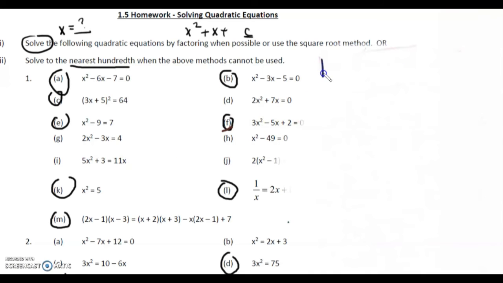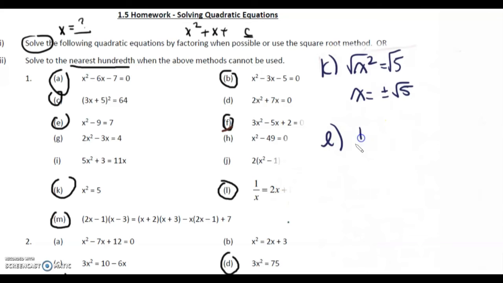Okay, for k, we're going to go x squared equals 5. So if I were to root both sides, I would have x equals plus or minus root 5. Okay, I would leave this as a root 5. We've already touched on radicals, or you can put into your calculator. Okay, it depends on what the question asks.